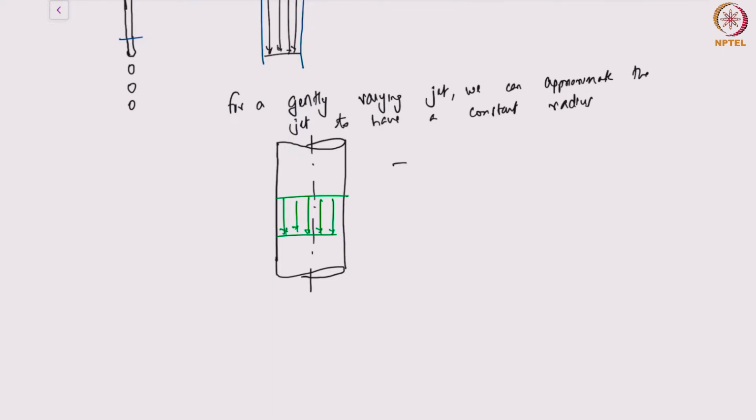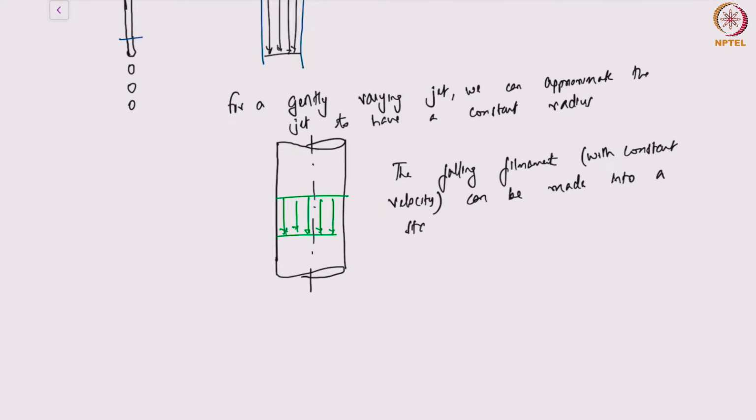Okay. The falling filament with constant velocity can be made into a stationary filament using what is known as a Galilean transformation. If you use a Galilean transformation, you can subtract out that constant velocity, and what you have is a stationary filament, a filament which is not moving.